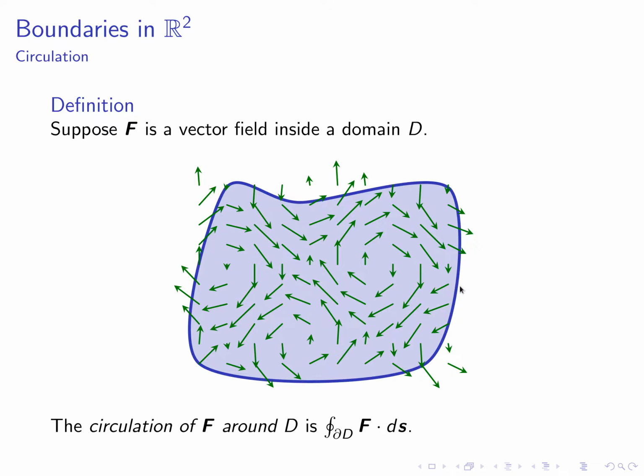And this work problem has a special name. This is called the circulation of the vector field around the domain. So by definition, the circulation of a vector field around a two-dimensional domain is the work integral, which is the line integral over the boundary curve of the domain of the vector field dotted with the symbol d bold s. And notice again that here we're using the symbol integral with the circle in the middle. Again, this circle in the middle is only meant to signify that the boundary curve of this domain consists of one or more closed curves.